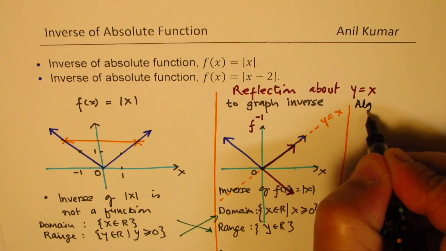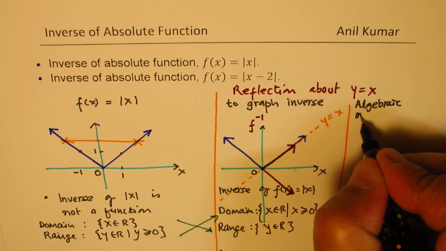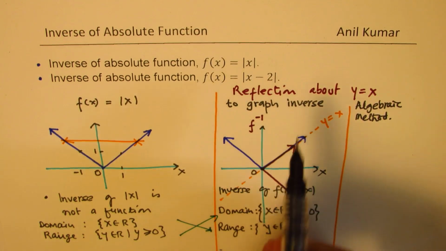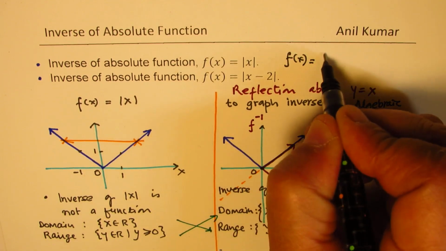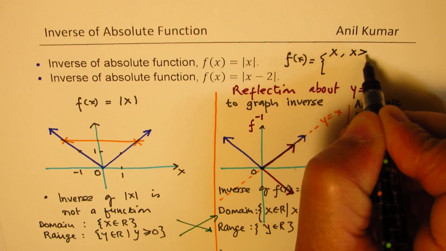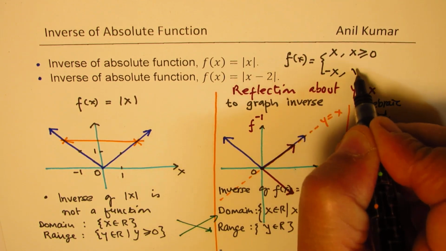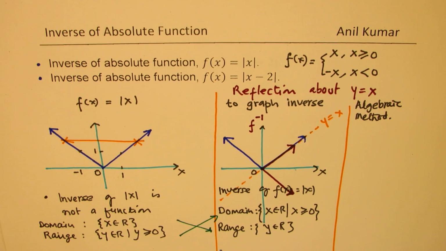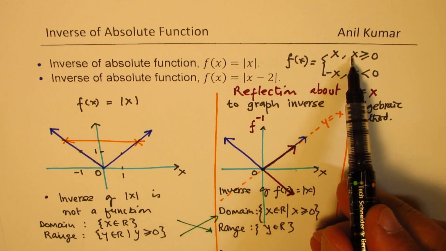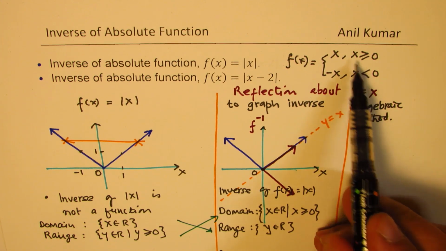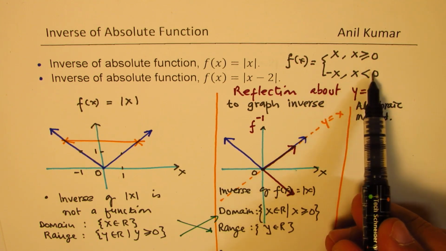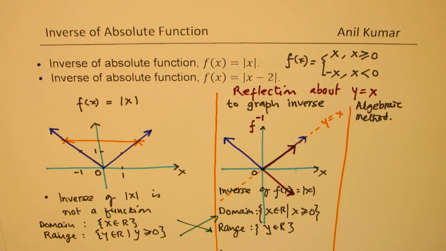Now the question is, how do we do it algebraically? So let's write the algebraic approach. To figure out the algebraic method, we can always write f of x as equal to positive value of x for x greater than or equal to 0, and negative value of x for x less than 0, for any absolute function. That is how we can define this as a piecewise function. So to find the inverse, we should work on two pieces: one, when x is greater than or equal to 0, the other, when x is less than 0. So let's work on these pieces and figure out the equation.